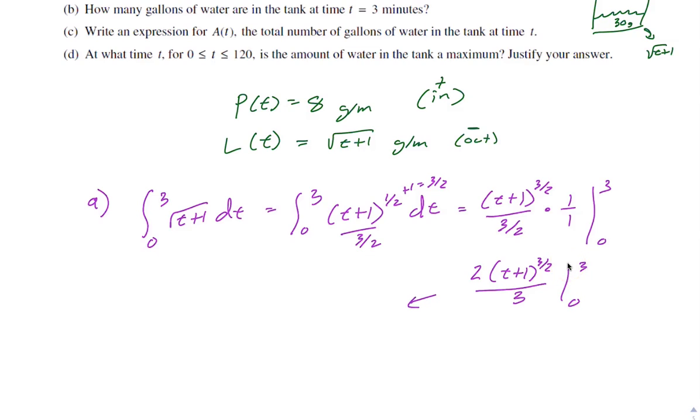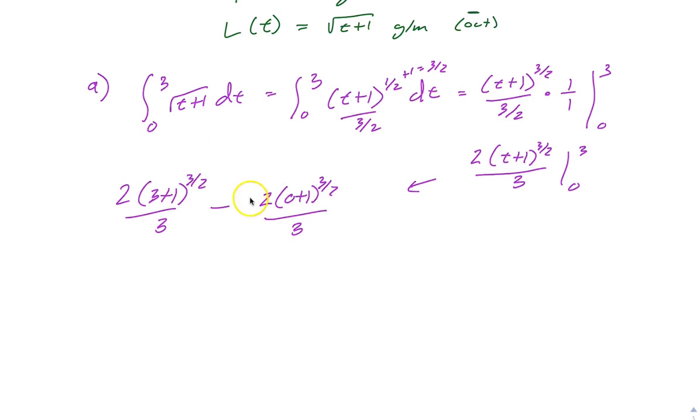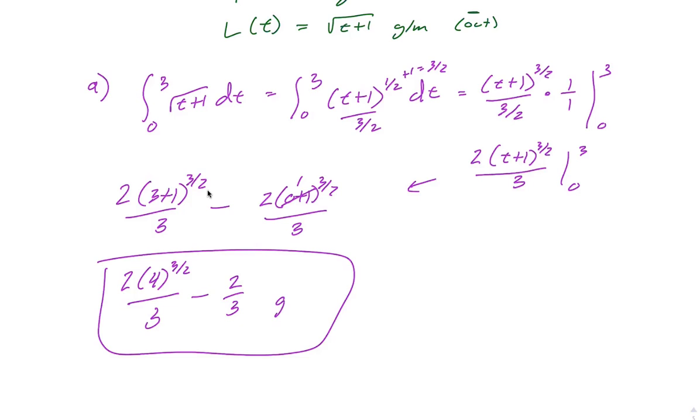So if I want a full answer, it will be (3 plus 1) to the 3/2 over 3 minus (2 times 0 plus 1) to the 3/2 over 3. Now, you could leave it like that, but I'm OCD, so I'm going to simplify it a little bit more. This is just 1, and 1 to any power is just 1. So this is actually just 2/3. And that is my answer in gallons.